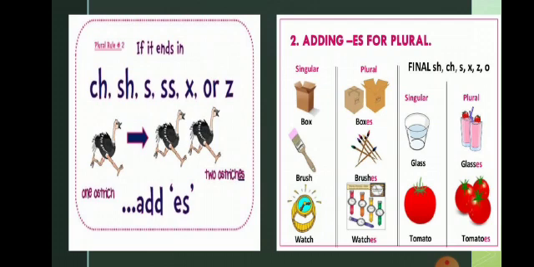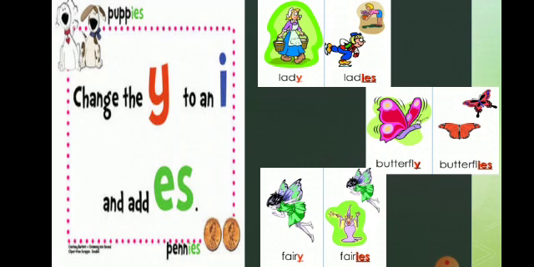You can see examples here. Box, boxes. Brush, brushes. Watch, watches. Glass, glasses. Tomato, tomatoes. And the noun that ends in y, we change y to i and add es to it. You can see examples here.